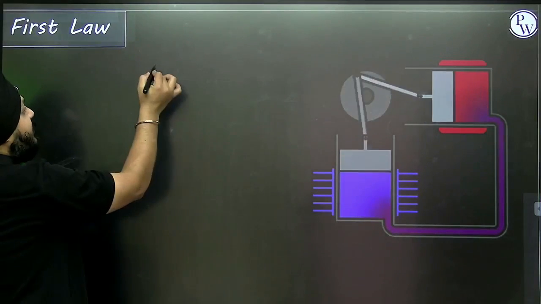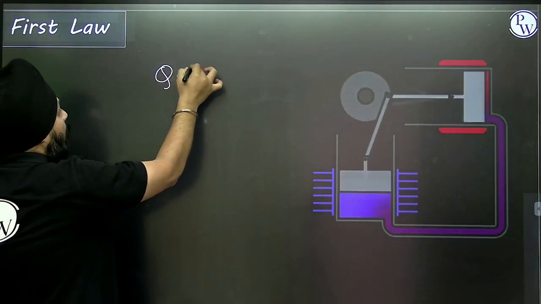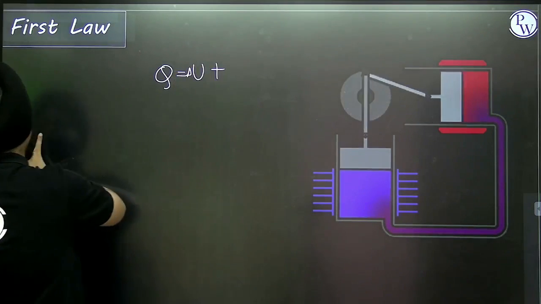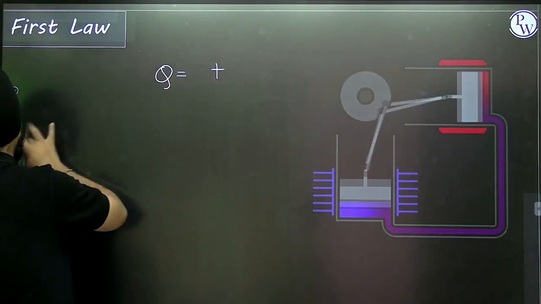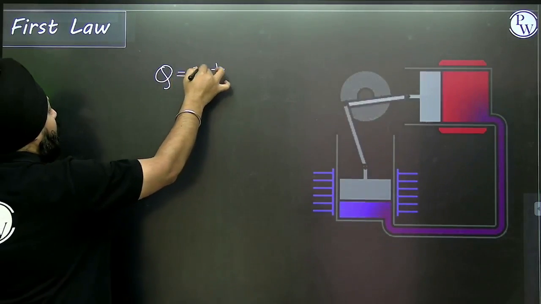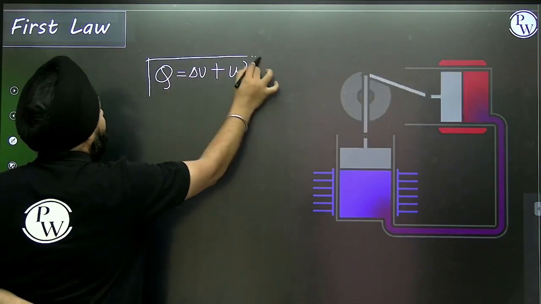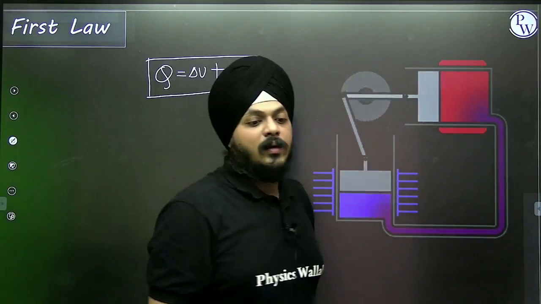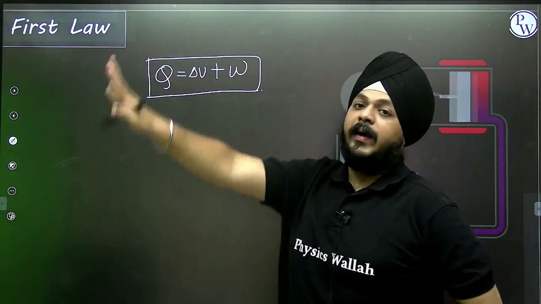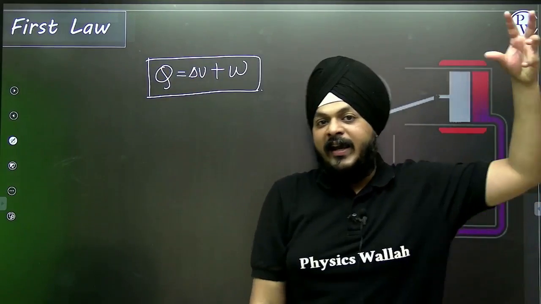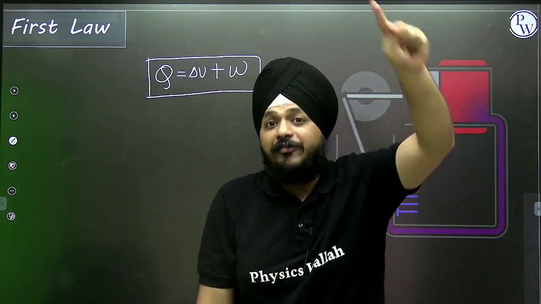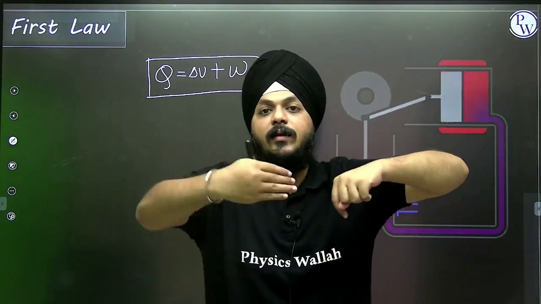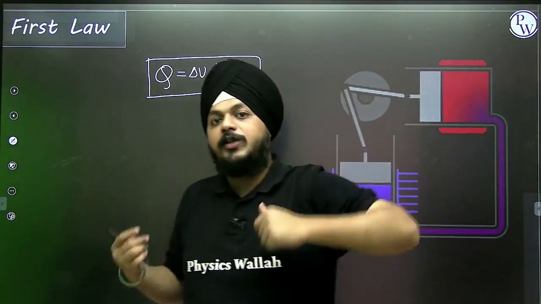What it states is that Q is equal to delta U plus W. This is the first law of thermodynamics. How can we justify this statement as a first law? Whenever heat is supplied to the system, some amount is work done, and some amount will change the internal configuration of the system.